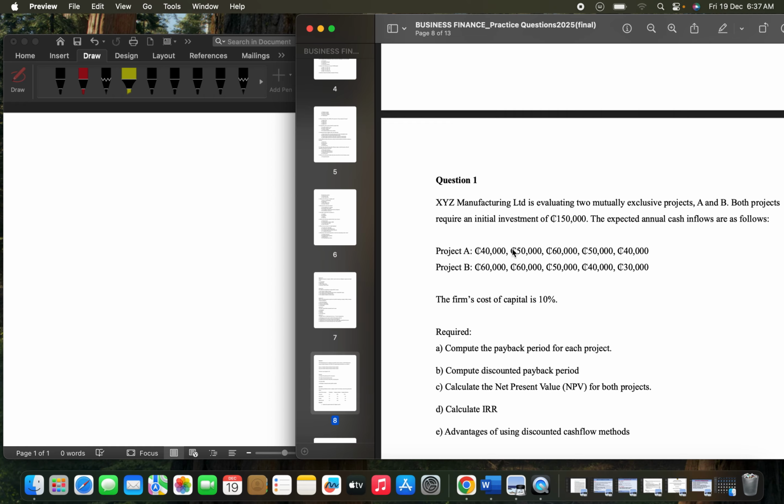So let me write down project A and project B. The firm's cost of capital is 10%. Let me write it: cost of capital 10%. So you have project A and project B.